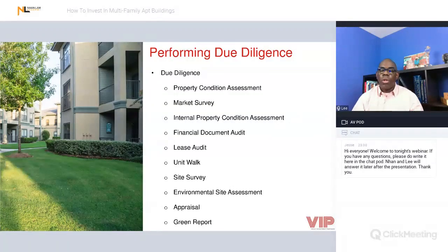The bank is going to want to have an environmental site assessment, an appraisal, and also a green report on the asset, etc. Many of these things are mandated by the bank in order to secure financing, but you also want to make sure that you know what it is that you're getting yourself into, and you have an idea of the asset that you're purchasing, and can make sure that your business plan is going to be able to be successfully exited, right? However you look to exit the asset.